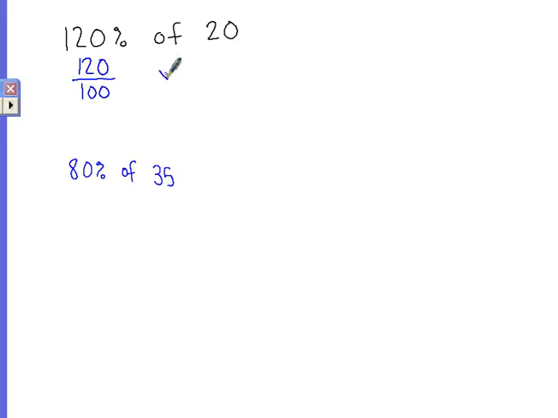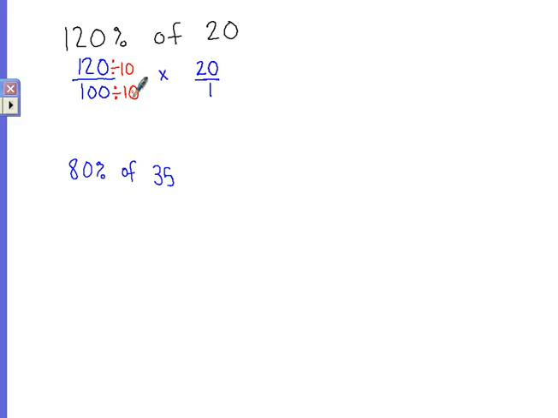Of is the operation multiplication. It's usually associated with multiplication. And 20, we're going to make a fraction so that we can multiply a fraction by a fraction, and that becomes 20 over 1. Because if one piece makes a whole, I have 20 pieces, that's still worth 20. Before I actually do the multiplication, I'm going to simplify 120 over 100. Both 120 and 100 are divisible by 10.